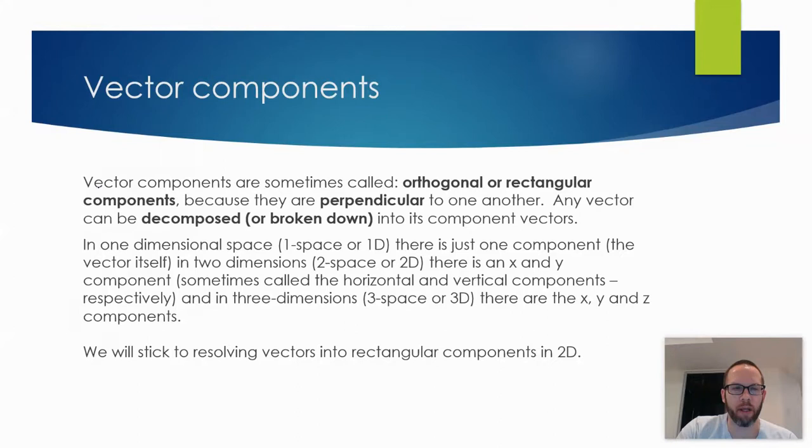As you might have heard me mention, when we break a vector down into components, we sometimes call these orthogonal or rectangular components because they're perpendicular to one another. Any vector can be broken down into these components. So for example, here's a vector I've drawn on the side here. You can take any vector and break it down into a vector that's, say, horizontal and vertical, or like east-west, north-south.